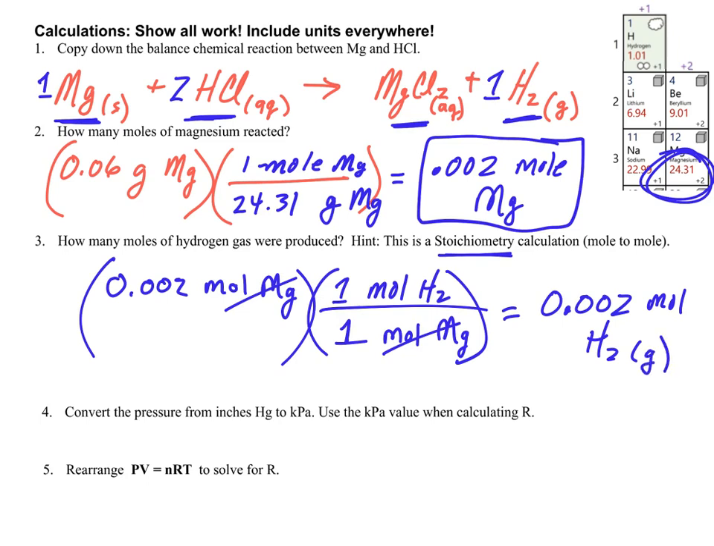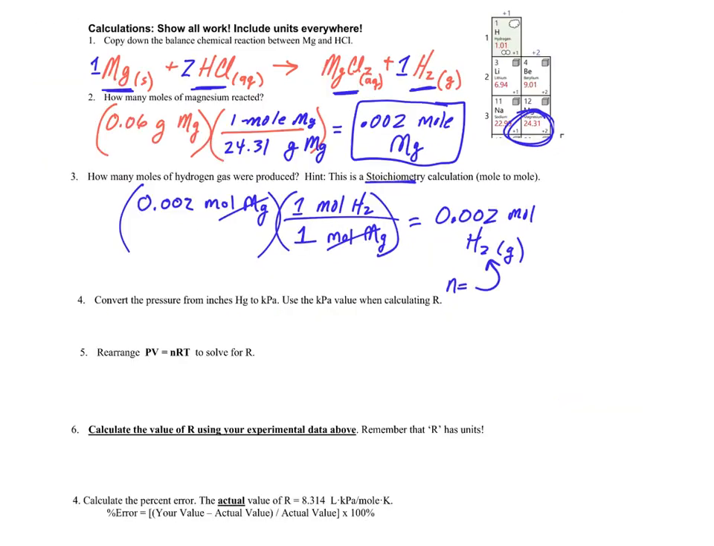Now that is n in the equation PV equals nRT. So n is going to equal 0.002. These remaining questions are for you to do on your own. I'm going to give you this hint. To convert inches of mercury to kPa, I need to know that 29.9 inches of mercury is equal to 101.3 kPa. That's your conversion factor.